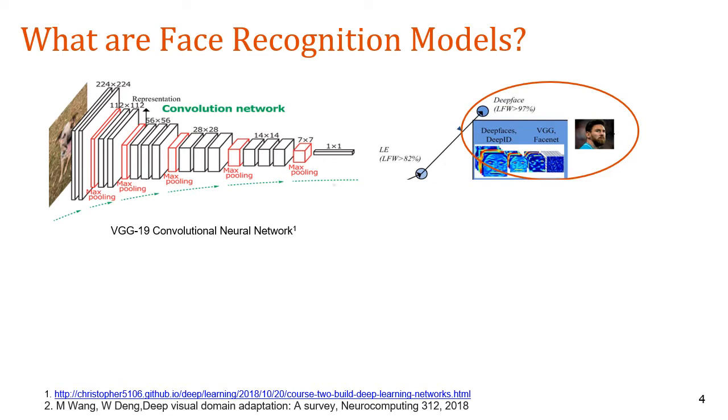And what are these deep neural networks? Actually, deep neural networks for images are convolutional neural networks. Convolutional neural networks are constructed with different layers, and these layers are convolutional layers, max pooling, and some fully connected layers.